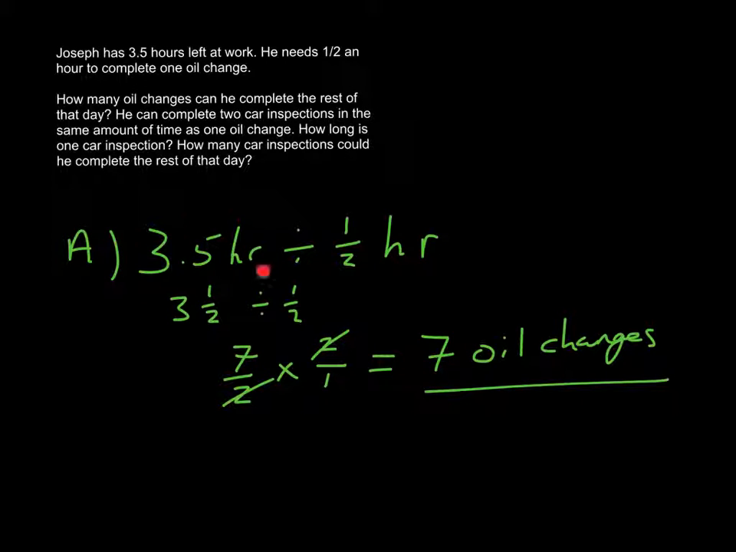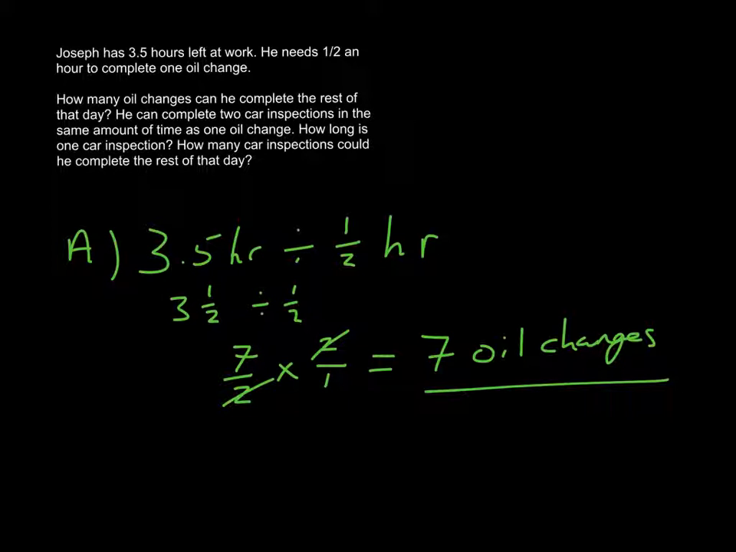For the first part, we have 3.5 hours of the day left divided by half an hour. So we have changed it into a fraction form of 3.5 divided by 1/2. I changed 3.5 into an improper fraction and my division into multiplication, where I cross-simplified and I saw that there were 7 oil changes. Another way that you could do this is you know that there are 2 halves in 1 whole, in which case there are 6 halves in 3 wholes, and you're adding another half, which would be 7 halves if you wanted to do it mentally.